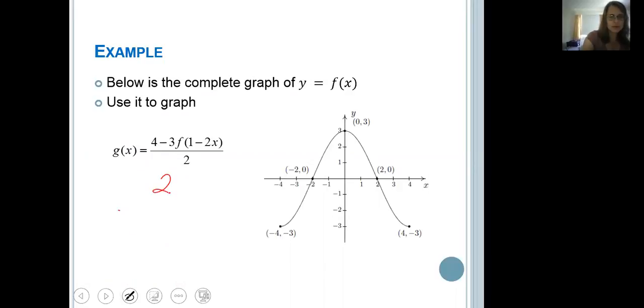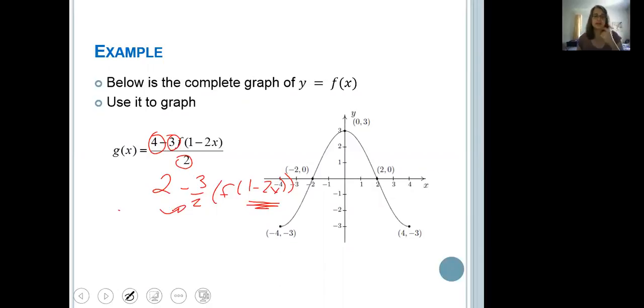2 minus 3/2 of f of 1 minus 2x. We can't do anything to the stuff that's inside these parentheses. But we can take this 4 and divide it by 2. And we can take this 3 and divide it by 2. And that's what I did here.